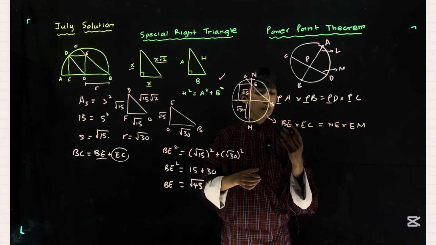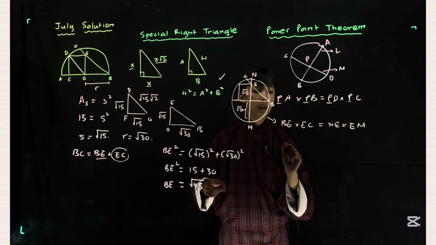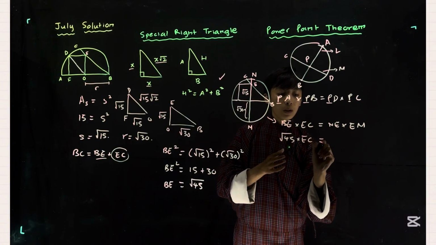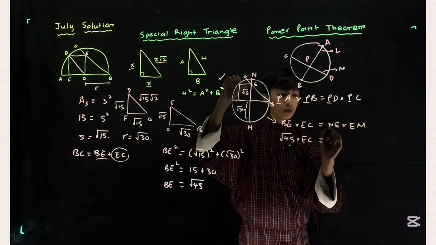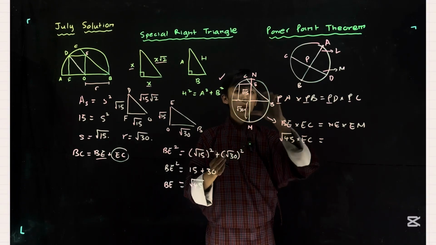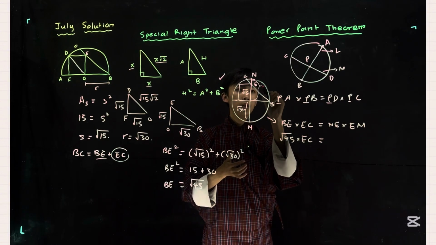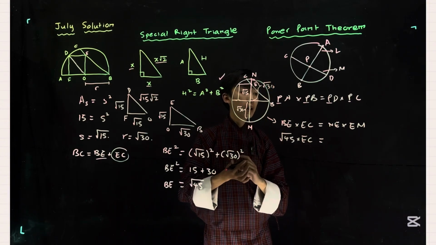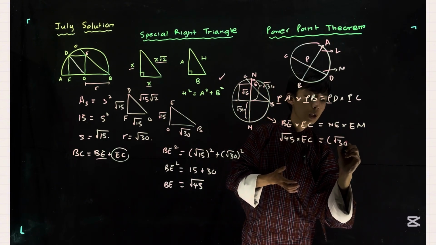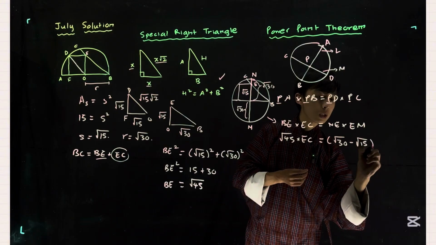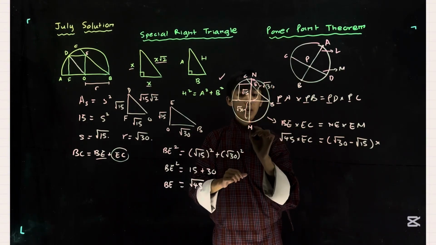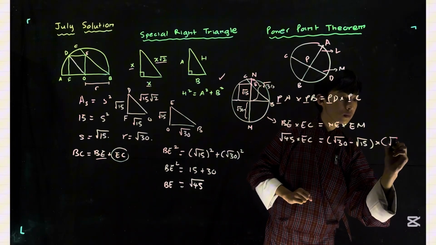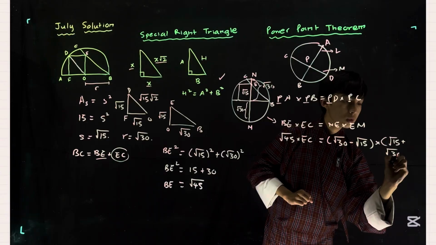So we can see that we already know the value of BE, that's equal to root of 45, times E to C, which we don't know because that's what we are trying to find out right now. So N to E, what would be the length of N to E? We know the radius of the circle is root of 30. So if we simply take away root 15, we will get the value of NE, which means we are subtracting root 15 from root 30. Now what about E to M? So we know that E to M is simply root 15 plus root 30.